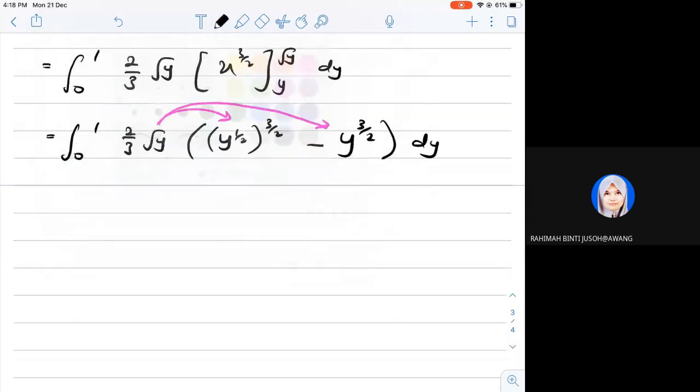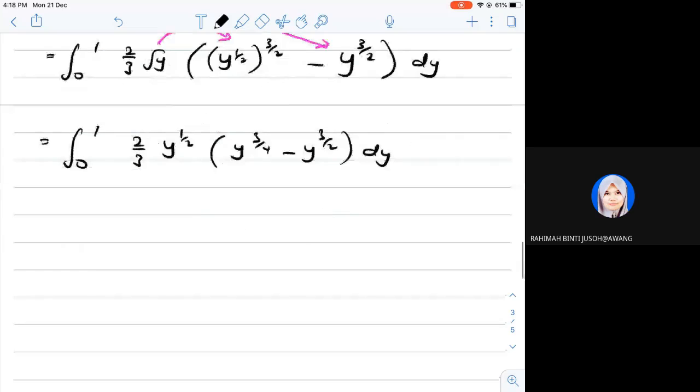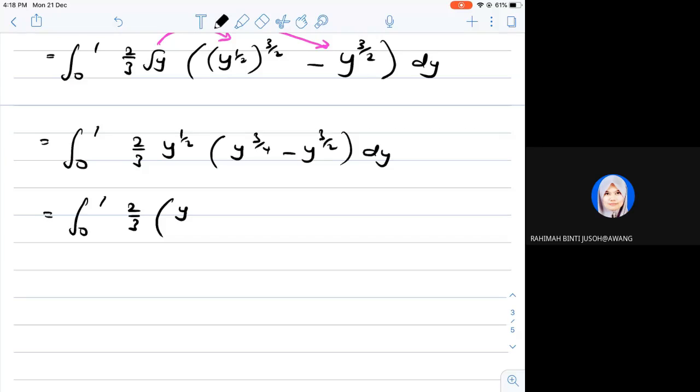So we will have y to the power of half. Okay, let me change it like this first. y to the power of 3 over 4 minus y to the power of 3 over 2. Okay, now we've got 0 until 1, 2 over 3, y to the power of 3 over 4.